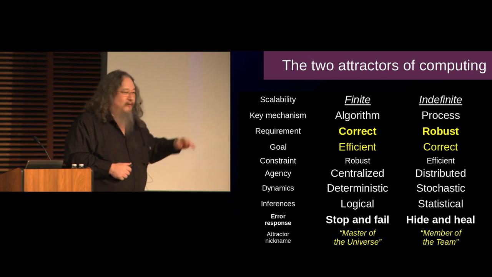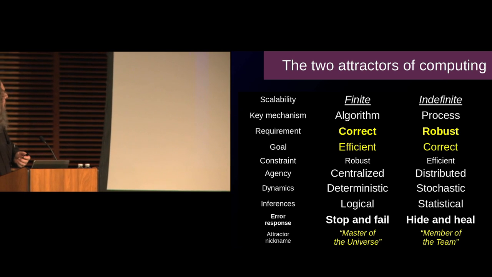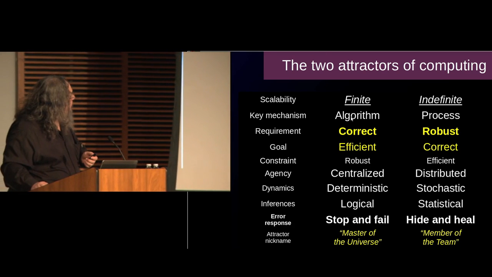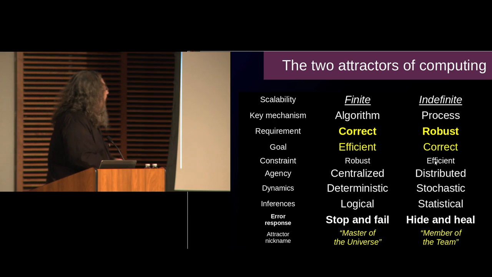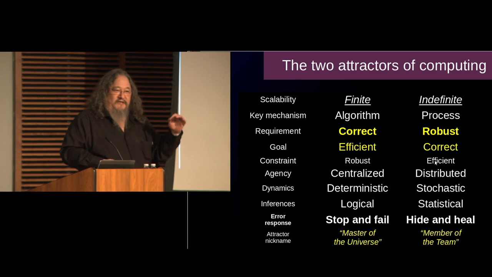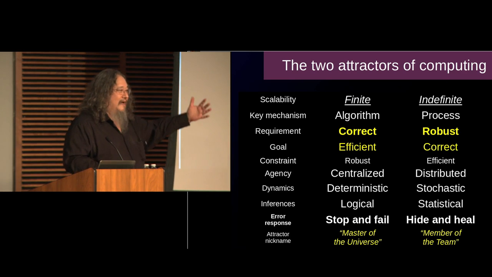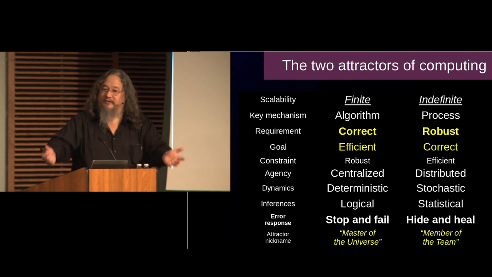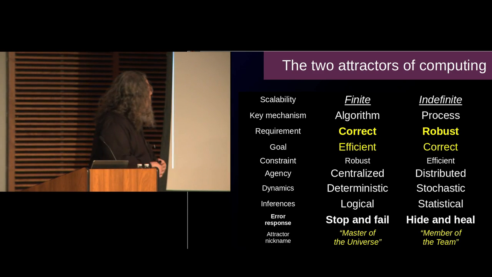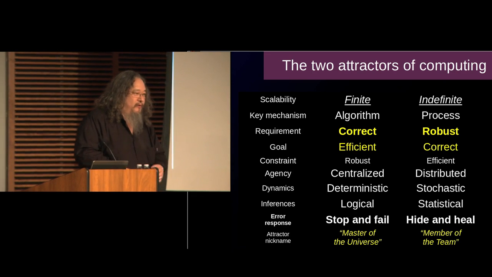I'm not going to go through this whole table. This is just summing up the two approaches we have. So the finite approach is the von Neumann machine. The indefinite approach is the living systems approach. The key thing about an algorithm is that it's finite. It has a bunch of steps, and then it ends. As opposed to a computational process that goes on indefinitely, reacting to things, taking input, producing output, and continuing to run, and so forth.